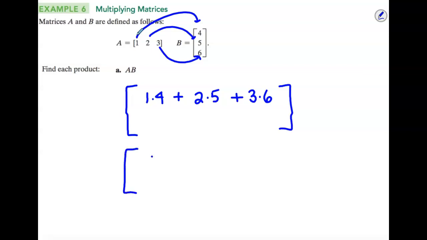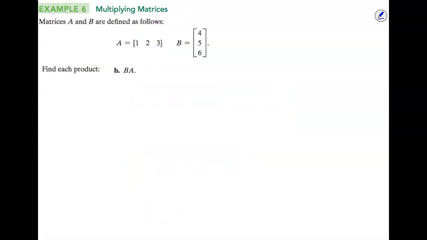All right, now we're going to get 1 times 4 is 4, 2 times 5 is 10, 3 times 6 is 18, and then you add those elements together to give you 32. So that's the result of multiplying A times B together. All right. Now, same example, but we're going to flip-flop the order. We're going to multiply matrix B times matrix A.